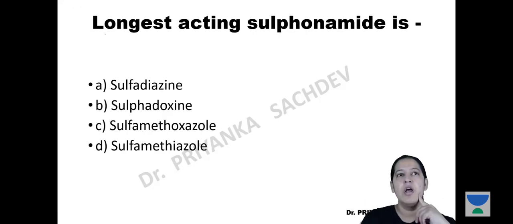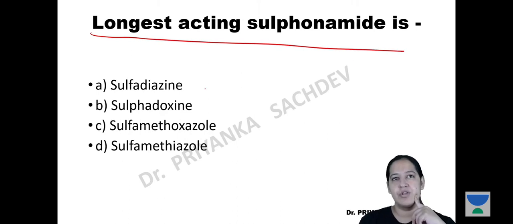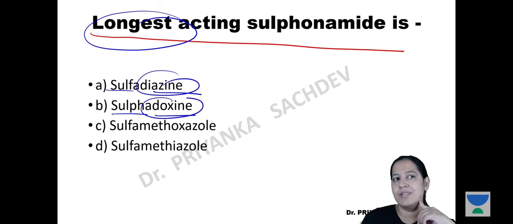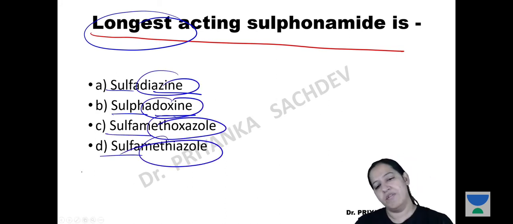So this is the first question in front of you. Please write down: longest acting sulfonamides. The options are in front of you. Who will tell me the answer? Longest acting. Based on classification: sulfadiazine, sulfadoxine, sulfamethoxazole, or sulfamethizole. Who will tell me what is the correct answer? The four options are in front of you.